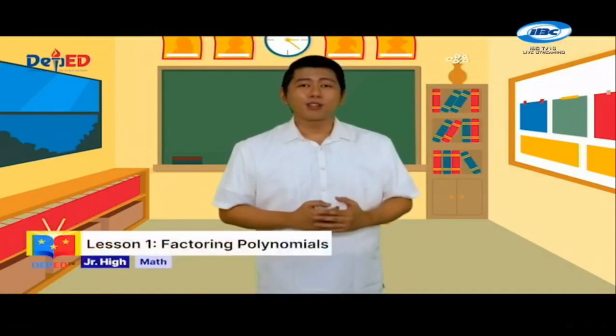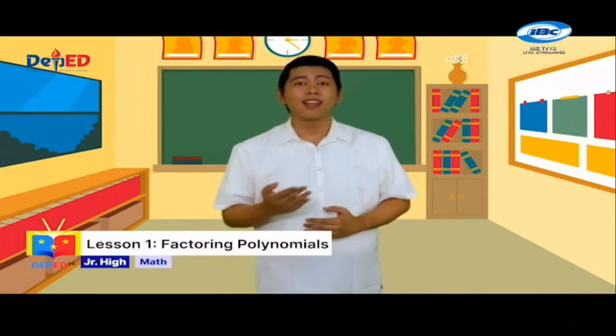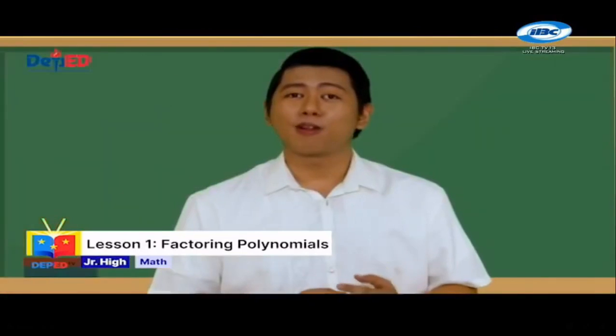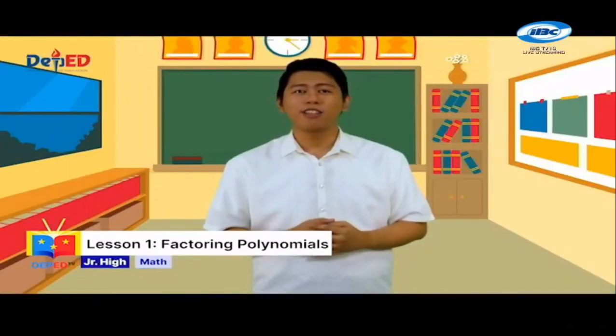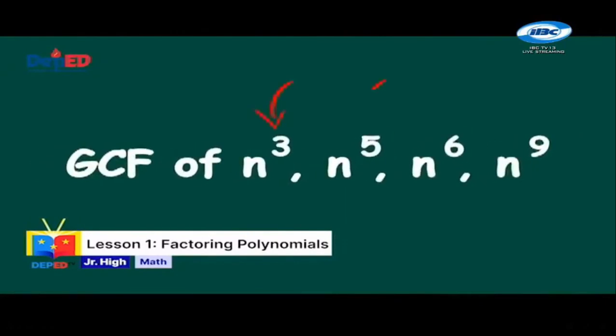How about the greatest common factor of algebraic expressions where there are variables and exponents? Since a variable represents an unknown value, we cannot use prime factorization to find their greatest common factor. So how can we find the GCF of n cubed, n raised to 5, n raised to 6, and n raised to 9? What do you remember about a variable n raised to an exponent?